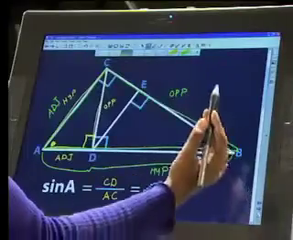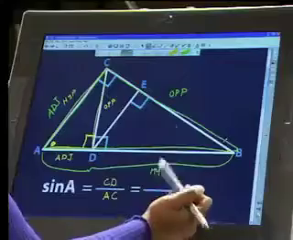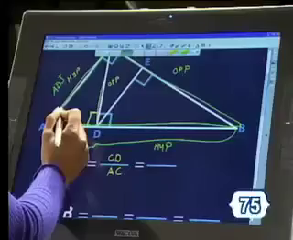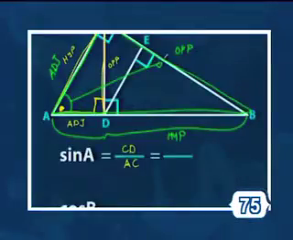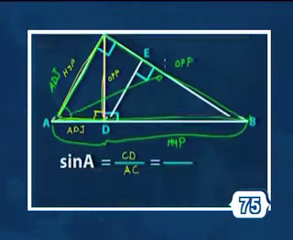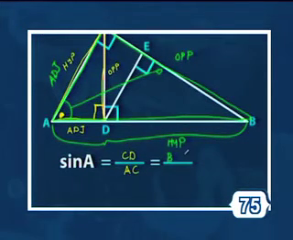So now by changing the triangle we are in, you can see that we have changed our opposite, adjacent, and hypotenuse sides. So sine of angle A, looking from angle A in the big triangle, is going to be the opposite side, which is CB or BC, over the hypotenuse of the big triangle, which is AB. And these ratios are equivalent as they both describe sine of the same angle. So these ratios are equivalent.